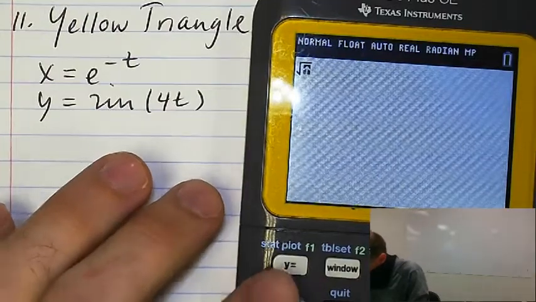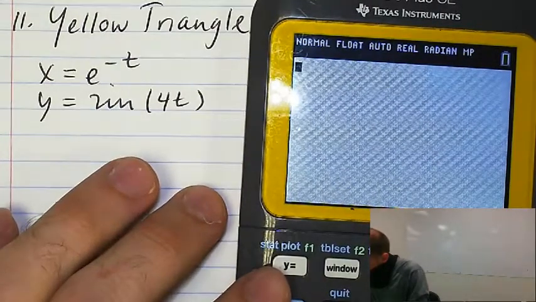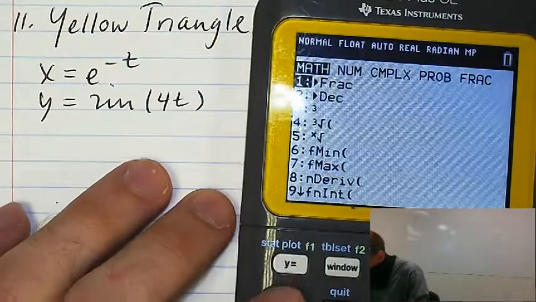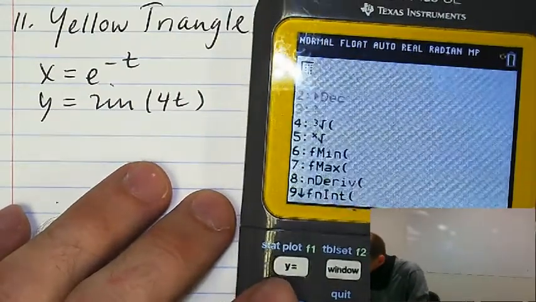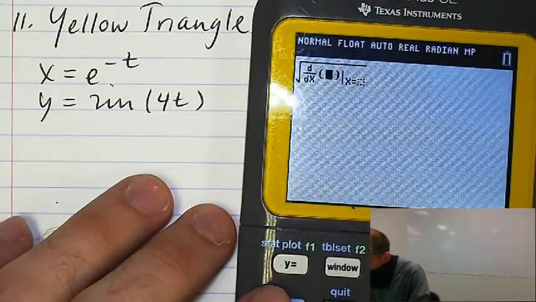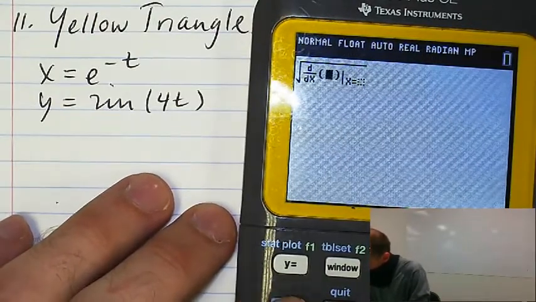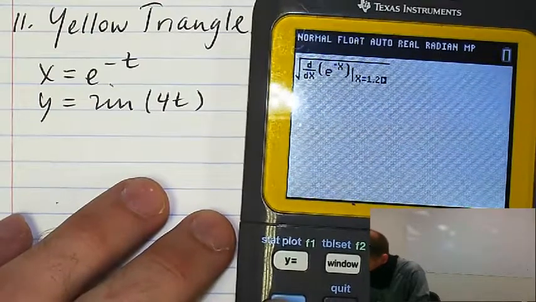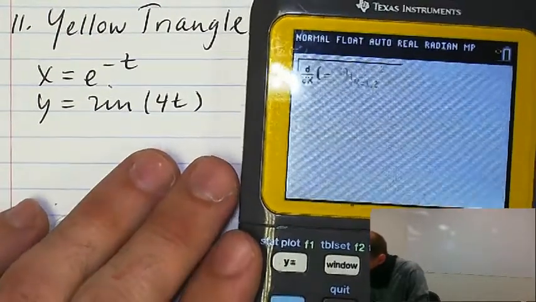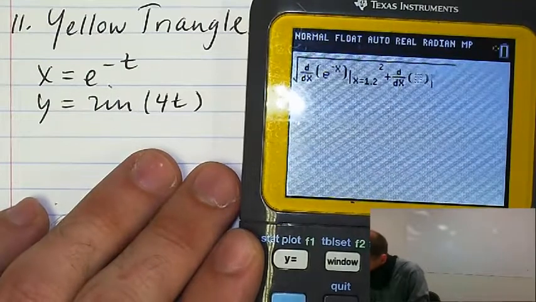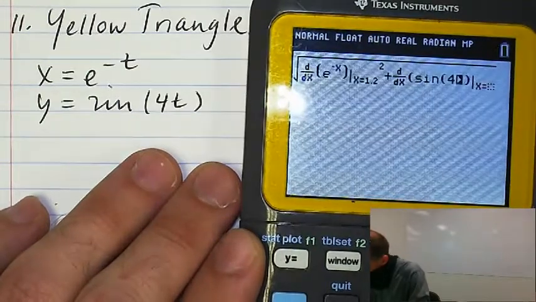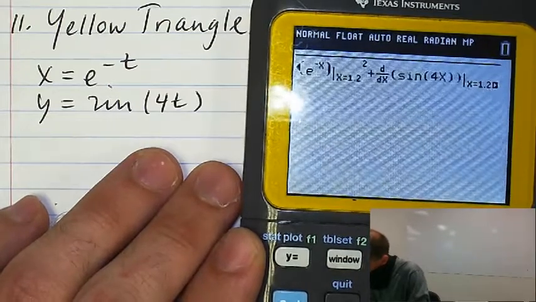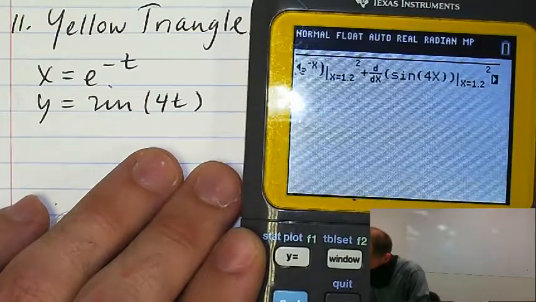E to the -t, wait, I got a better idea. Let's take the derivative. Let's have it do that for us. Goodness, tough time here. Math 8, the derivative with respect to x of e to the -t at the point where t is 1.2, don't forget to square it, plus the derivative with respect to x of sine of 4t. I know you know what the derivative of that is, but why even risk it, right? And then we're going to square that also.